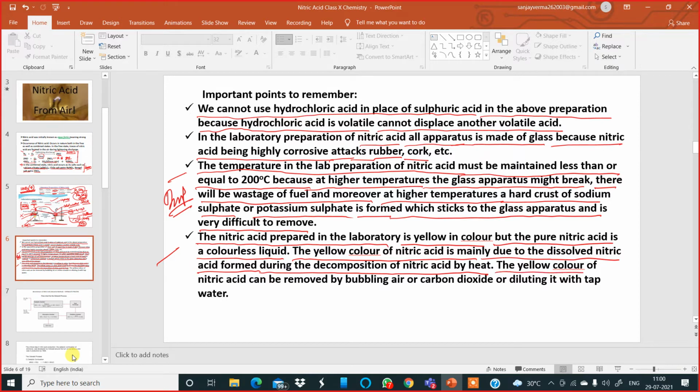Okay. The yellow color of nitric acid can be removed by bubbling air. You take a glass straw and bubble air, or bubble carbon dioxide, or dilute it with water, so that the yellowish color can be removed. Why does it go away? Because if you bubble air, you are bubbling oxygen. If you are adding water, any oxygen or nitrogen dioxide present in the reaction mixture react with each other and it gives back colorless nitric acid. So that was the important point to remember from the lab preparation of nitric acid.